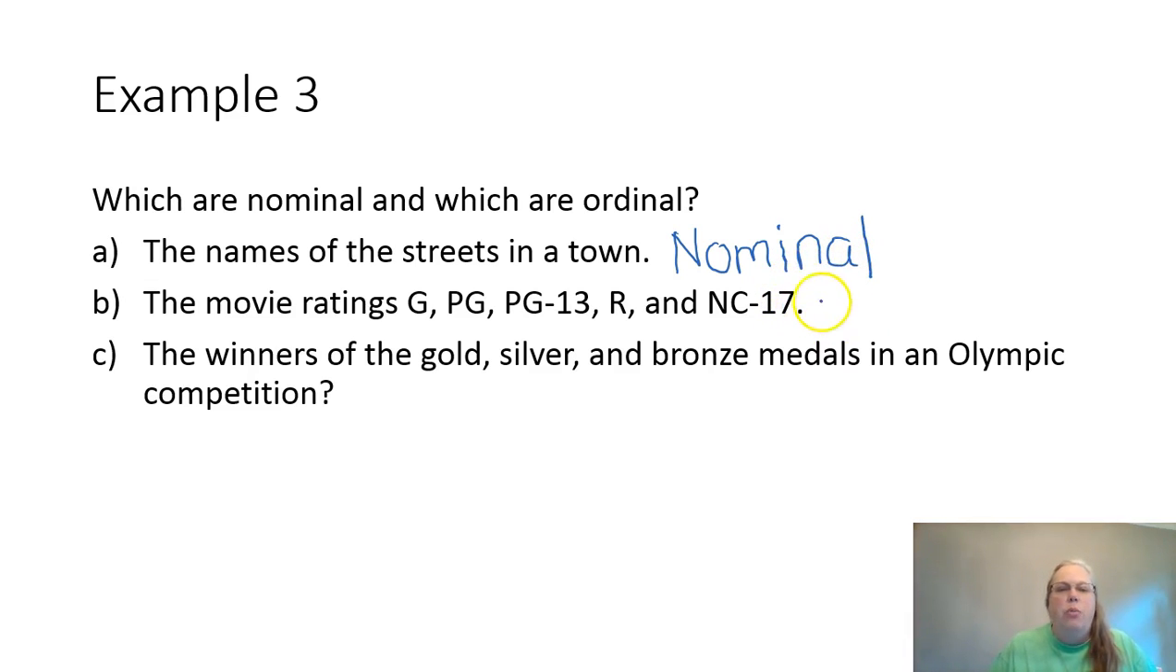B, the movie ratings G, PG, PG-13, R, and NC-17. These data are considered to be ordinal. They do have an order.